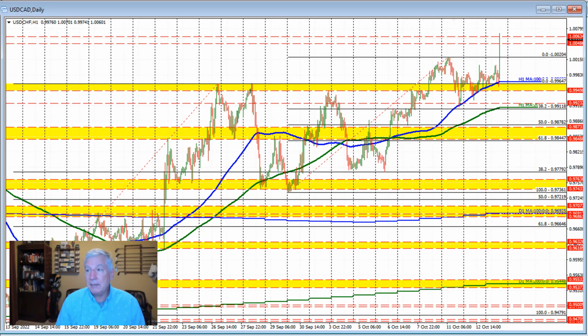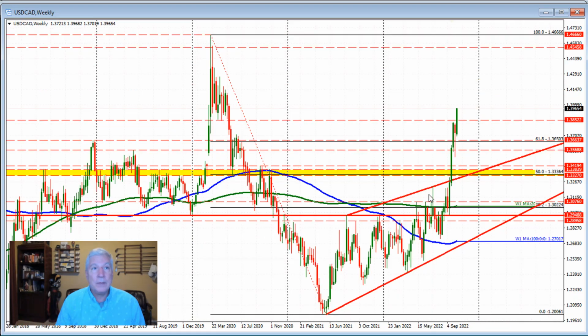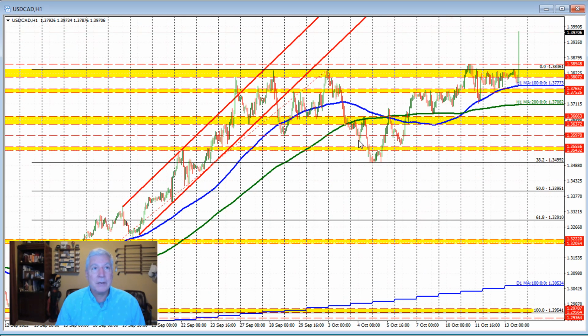Dollar versus Canada, that's racing to the upside as well. Take a look at the weekly chart. We broke above the 138.52 level. That's not really that close anymore. 139.70 is where the price is trading. 138.52 was the lower extreme area, going back to the COVID period. Sort of in no man's land here for this currency pair.